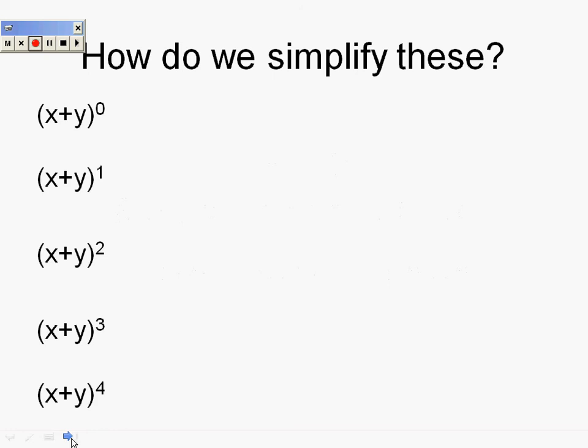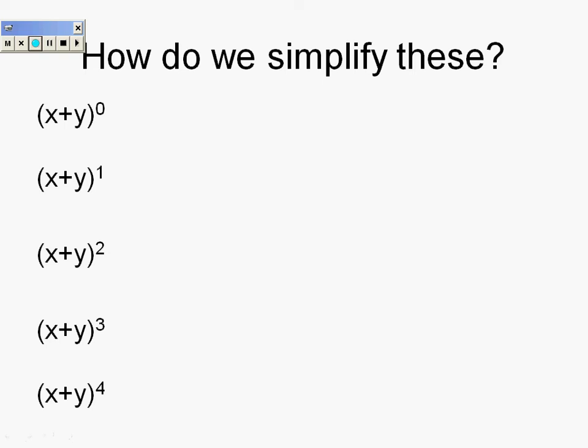What is x plus y to the 0 power, guys? 1. Anything to the 0 power equals 1. And what is x plus y to the first power? It would just be x plus y, because anything to the first power is what it originally was.